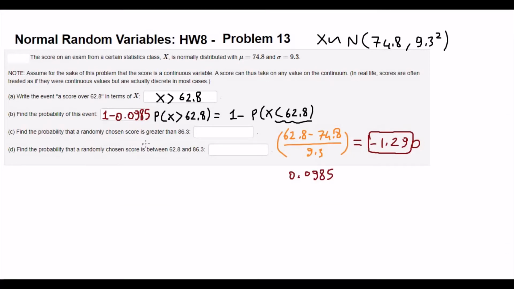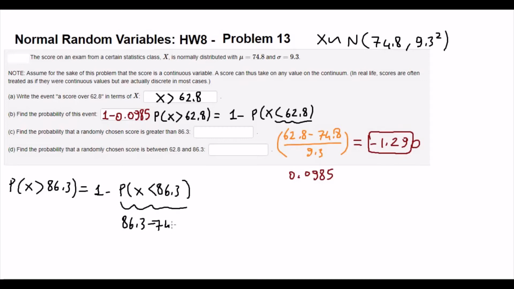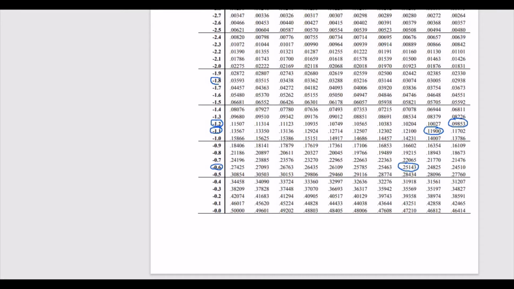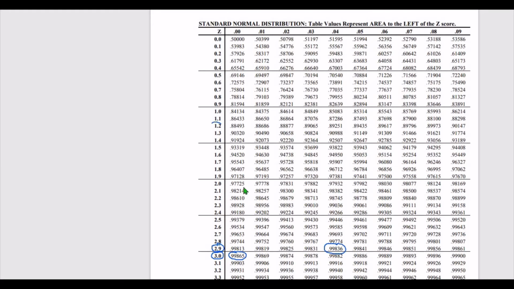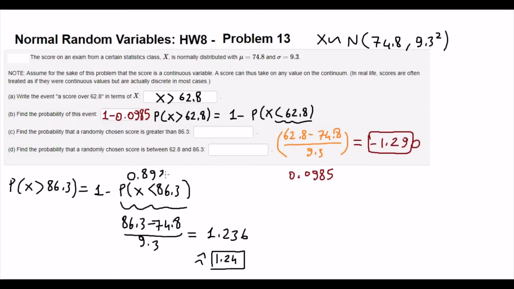Find the probability that a randomly chosen score is greater than 86.3. That means the probability that x is greater than 86.3, which is 1 minus the probability that x is less than 86.3. So we need to standardize this x value, which is 86.3 minus mu, 74.8, divided by sigma. And we obtain 1.236. If you round this z-score up, it is 1.24, and we check it on the z-score table. We find 1.2 and the fourth decimal from here. So 0.8925. So 1 minus 0.8925 is the answer.